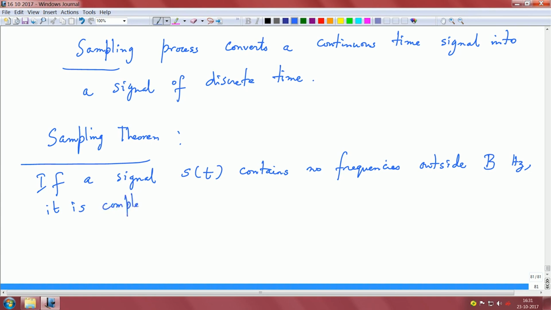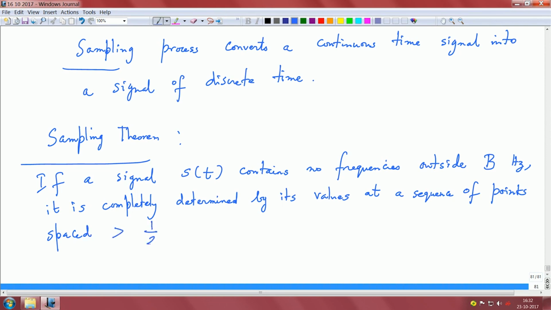it is completely determined by its values at a series of points, I could make it as a sequence of points here, spaced 1/2B seconds apart. I think this is a very important result.